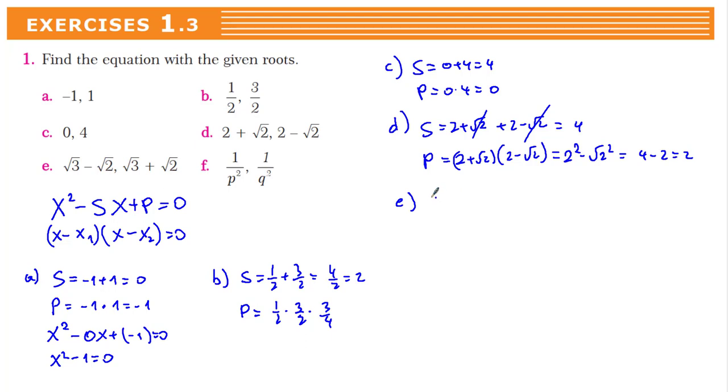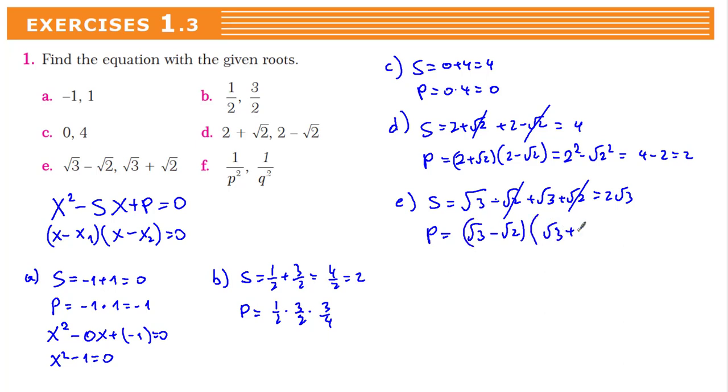Under e, we get the sum is root 3 minus root 2 plus root 3 plus root 2. Cancel, cancel, you get 2 root 3. Under p, the product, is root 3 minus root 2 times root 3 plus root 2. Again, use a squared minus b squared, so it's going to be root 3 squared minus root 2 squared, that's 1.